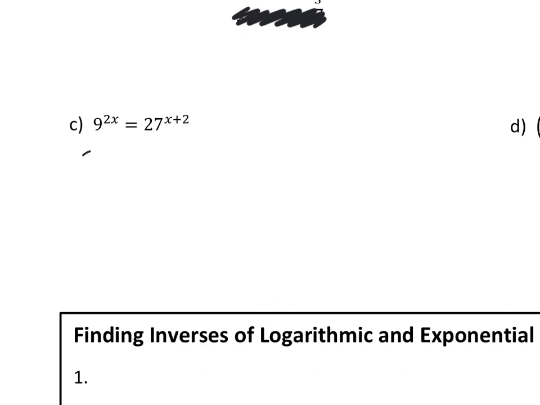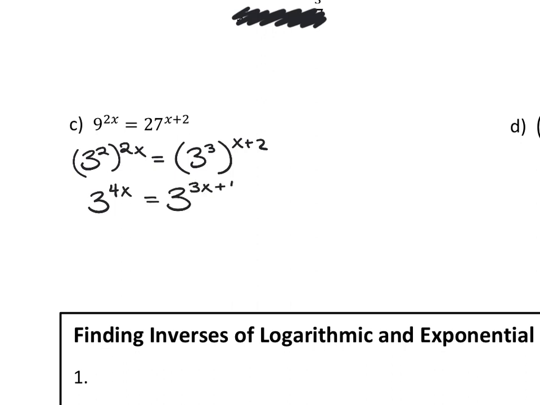9 is the same as 3 squared. 27 is the same as 3 cubed. If you recognize these power families, which I've asked you to do multiple times, have them memorized, this is really pretty simple. This is 3 to the 4x equal to 3 to the 3x plus 6. Once the bases match, all we have to do is set the exponents equal to each other. 4x equal to 3x plus 6. Subtract 3x from both sides, that's x equal to 6. And voila, I'm done.